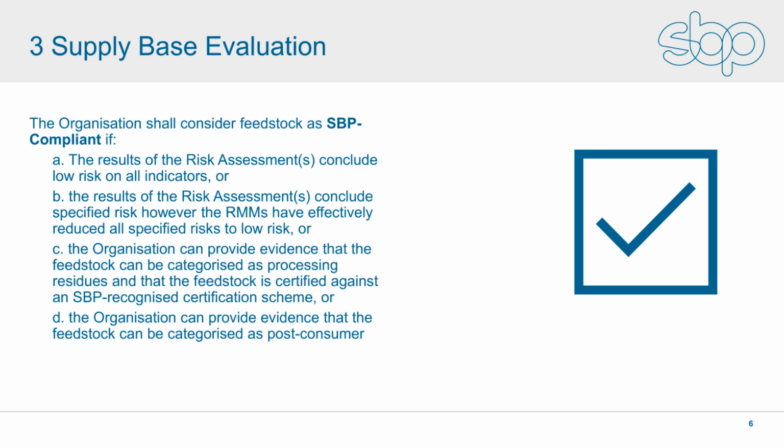Option D, post-consumer feedstock. For post-consumer material, the organization simply needs solid evidence that the feedstock genuinely falls into that category. To summarize, low risk across the board, specified risks effectively mitigated, certified processing residues, or demonstrable post-consumer feedstock. Any one of these 4 routes makes the feedstock SBP compliant.